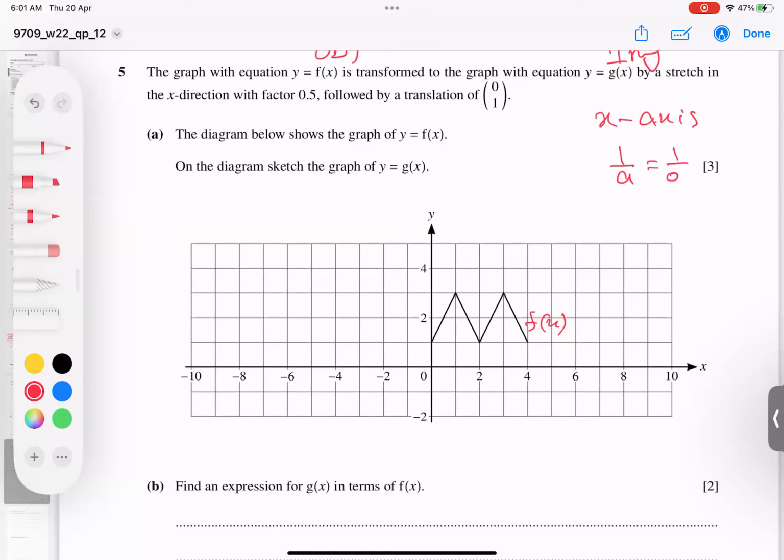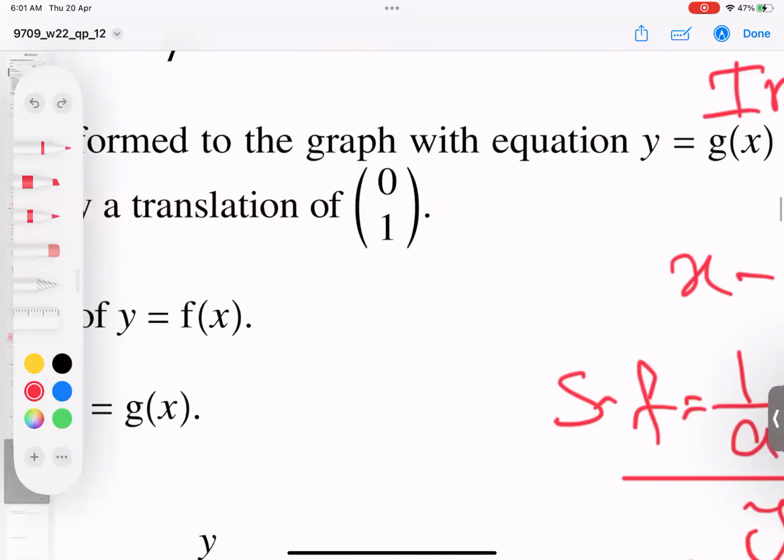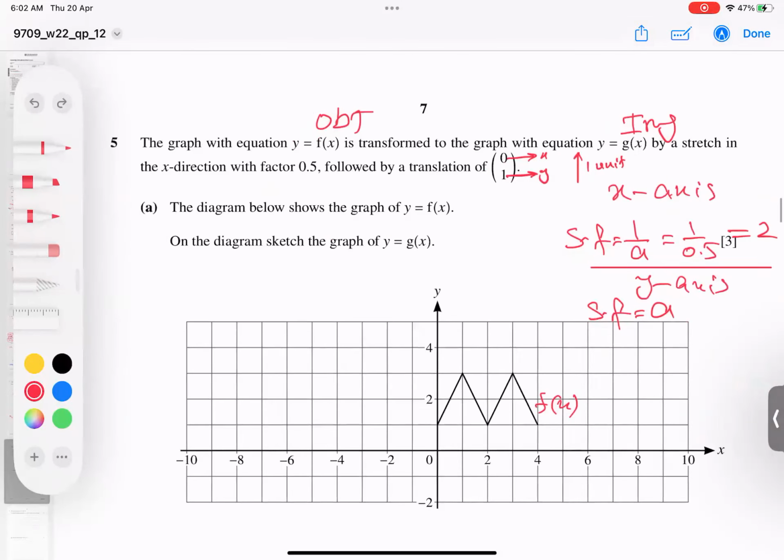When I plug in 1 over 5 here, it gives you 2. But whenever parallel to y-axis comes, we don't do any reciprocal. We simply take a. So it means scale factor is 1 over a parallel to x, and scale factor is a parallel to y. I hope you got the idea. And this is called translation, and you know it, upper number is x, lower number is y. No motion along x-axis, simply it will go upward. How much? 1 unit upward. How do I know? Because 1 is mentioned here. So let's start how we can do it.